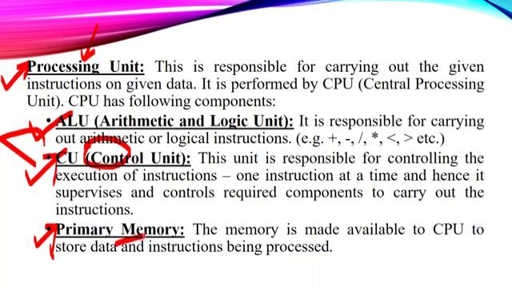This primary memory is made available to the CPU so that it can store the data and instructions which are being processed. This primary memory is generally temporary in nature, so it means it is not permanent. There is a part of this primary memory which is temporary in nature and not permanent.